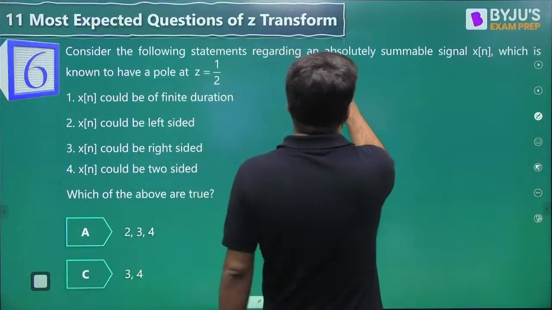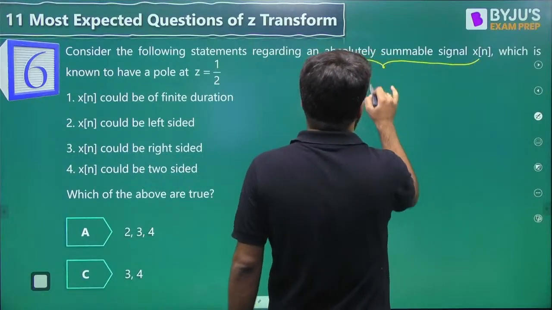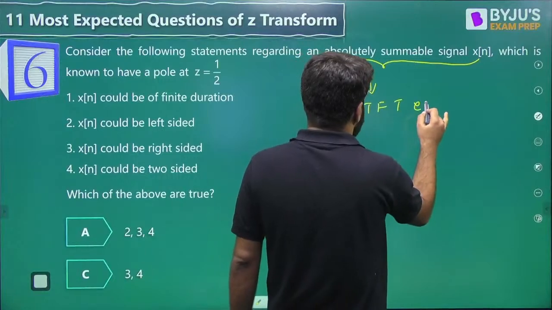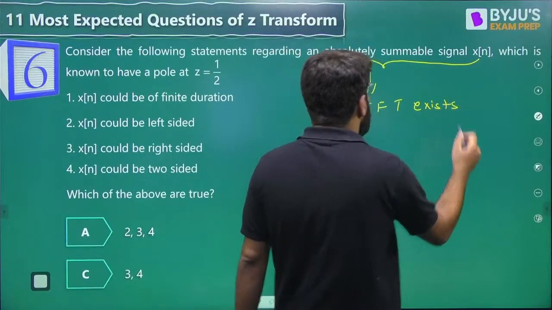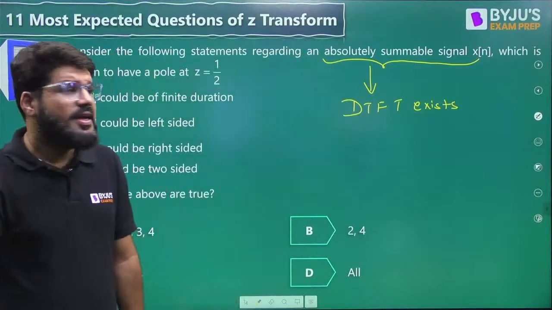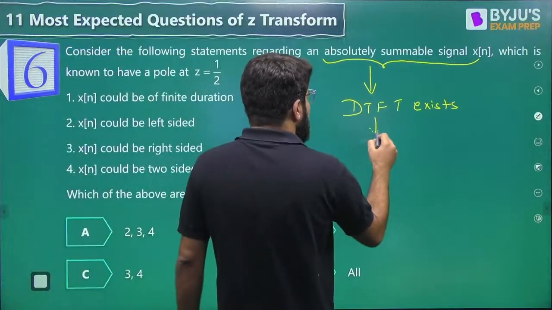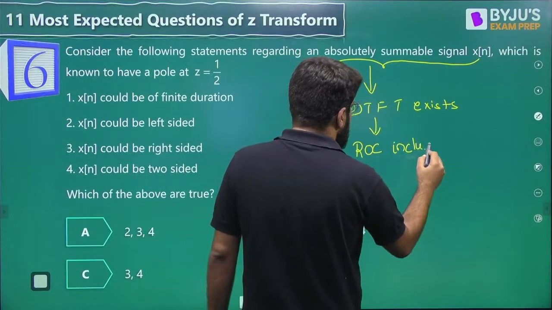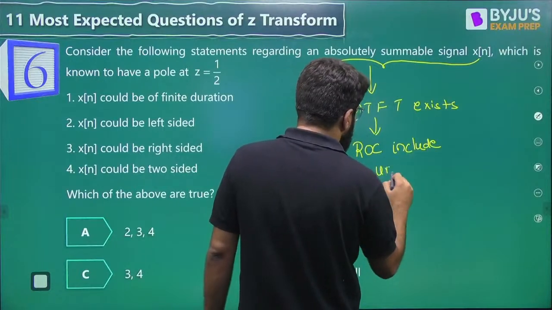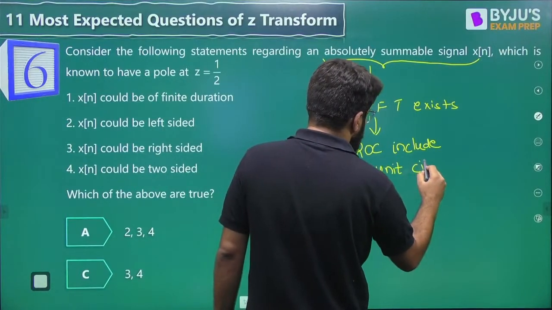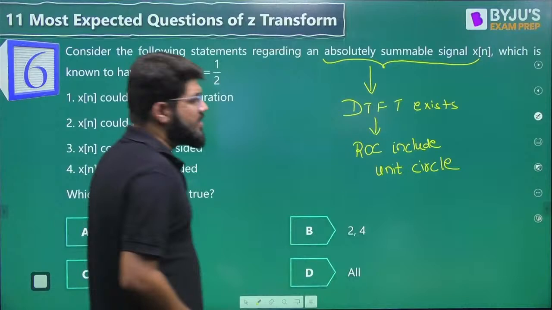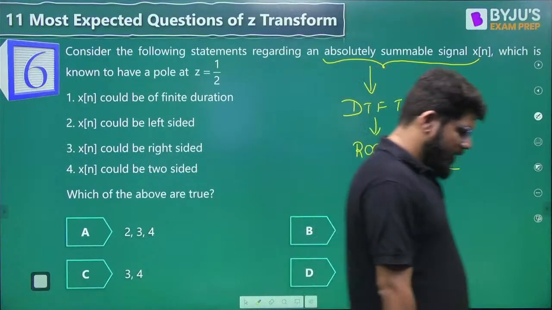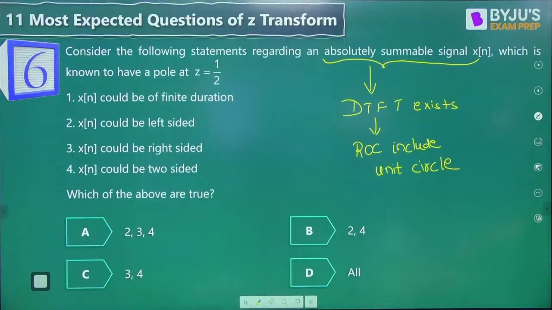Now, when a signal is absolutely summable, its DTFT exists. Some basic points we have learned in the first class only, basics only. DTFT exists, and that means the ROC should include the unit circle. DTFT exists, that means ROC should include the unit circle, everybody. Remember.